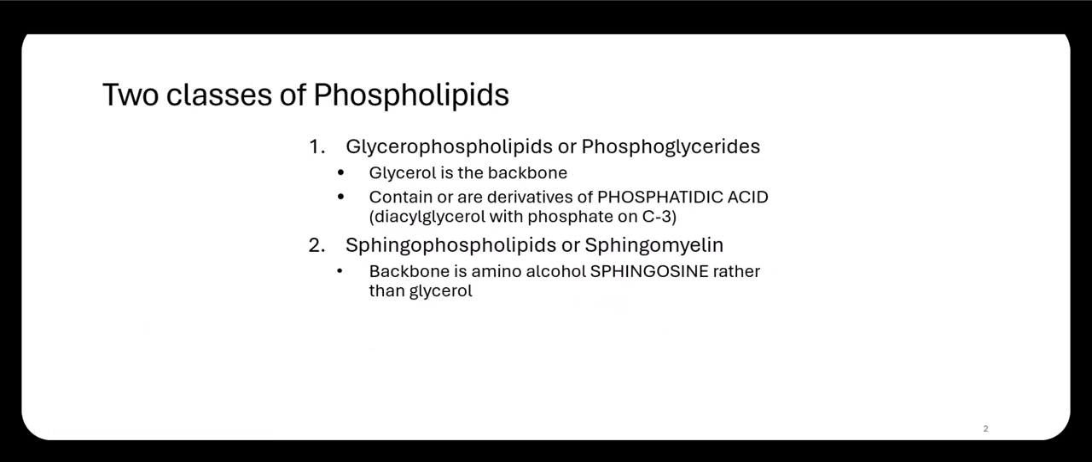So we have two classes, and we're going to draw them. One is glycerophospholipids or phosphoglycerides. As soon as I say gly, you're thinking carbohydrate. And it's awfully similar to a triglyceride in the fact that we have that glycerol backbone. But we're going to make phosphatidic acid instead, which is a diacylglycerol with a phosphate on carbon 3.